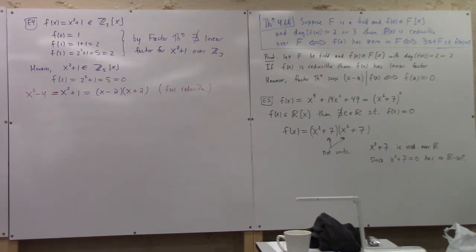Therefore, f of x is irreducible over the rational numbers. This is very, very nice because directly proving it's irreducible over the rational numbers is not something you really want to try on for size.